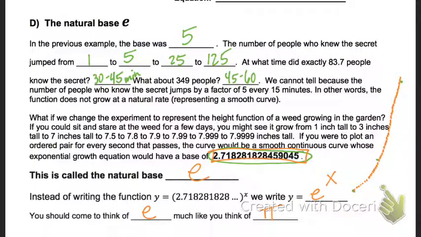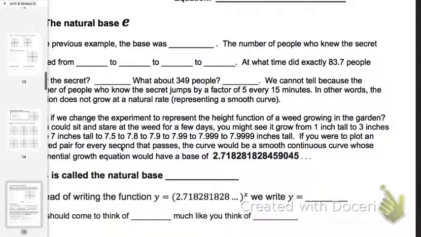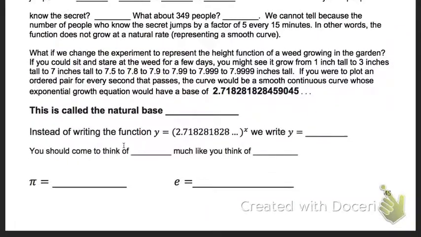If pi is 3.14, no, this number never stops. Then E is 2.71 or 72. Or you could do 2.718. I like that better.